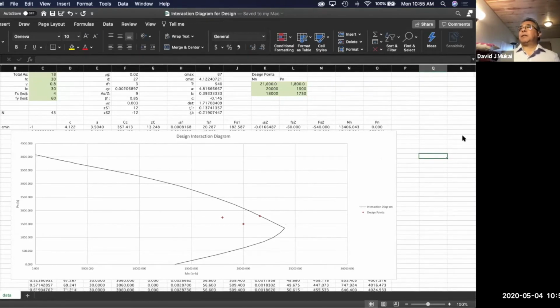Stop the share. So the answer that I got using the interaction diagrams from the book is 30 by 30 with 16 square inches, and using the spreadsheet, 18 square inches of steel.